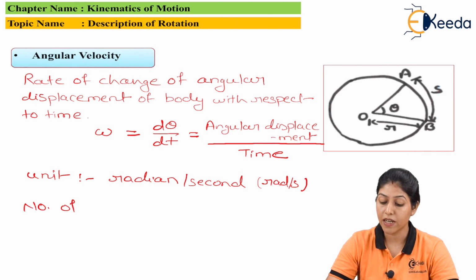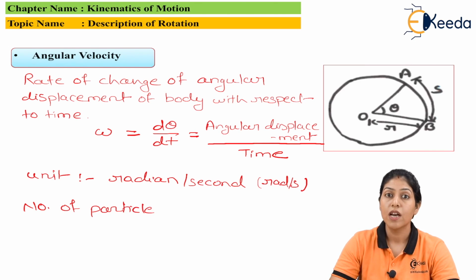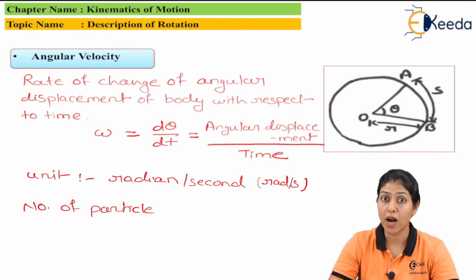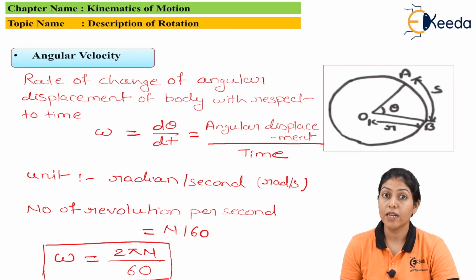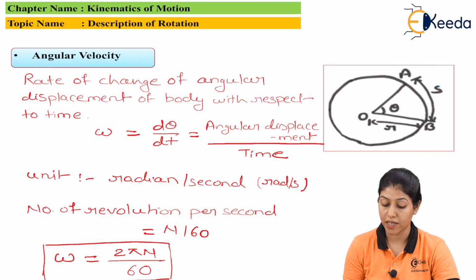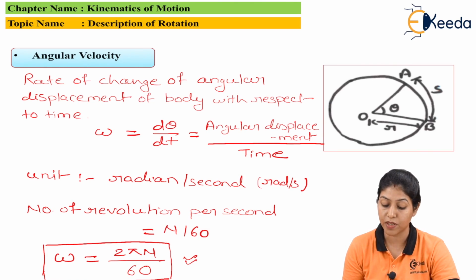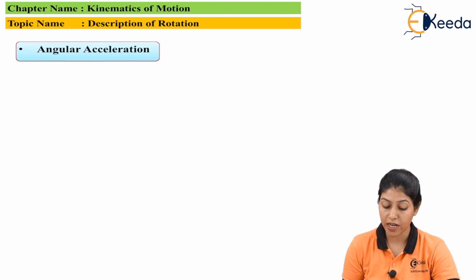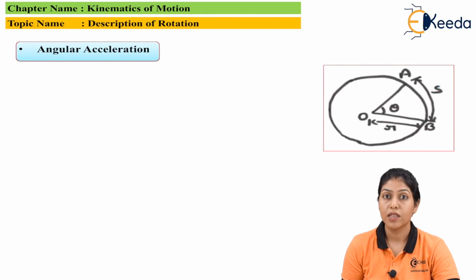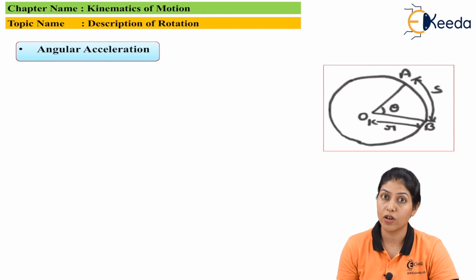And if we consider complete revolutions of the particle with the angular velocity, the number of revolutions per second we generally define by n by 60. N is the number of revolutions, and dividing by 60 gives per second. So we can define another formula of the angular velocity: omega equals 2 pi n by 60.